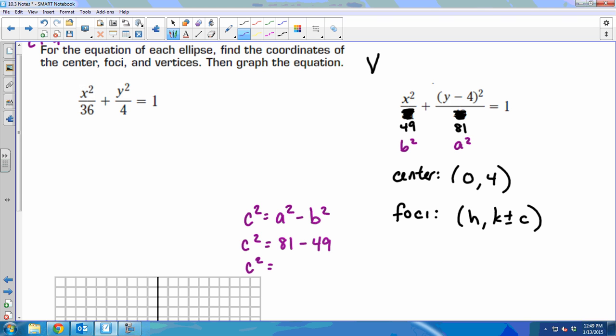Was that 32 again? So we have the same exact thing? You kidding me? Or you can leave it as a square root of 32. Whatever you want to do. So for the foci, you have 0, 4 plus or minus 4 square root of 2. And you can leave it that way. You can separate them if you want to.